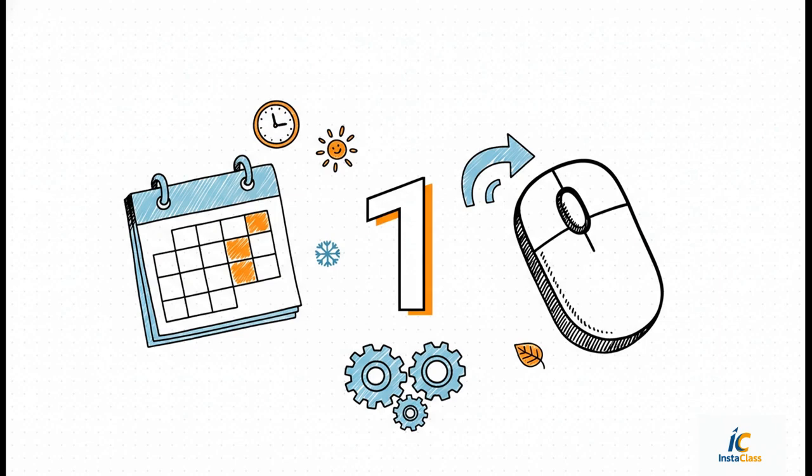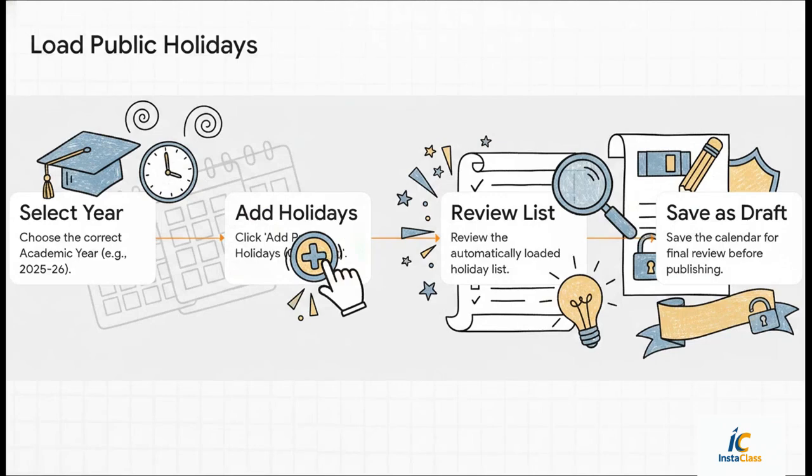I mean, think about all the hours you've spent looking up those dates, typing them in one by one, year after year. All of that heavy lifting is just done for you, instantly. And the process is just so simple. Look at this. You just select the academic year you're working on. You click that magic Add Public Holidays button. The list just appears. You give it a quick once-over to make sure everything looks right, and then you save your draft. Boom. In less than 60 seconds, the entire skeleton of your calendar is already built.